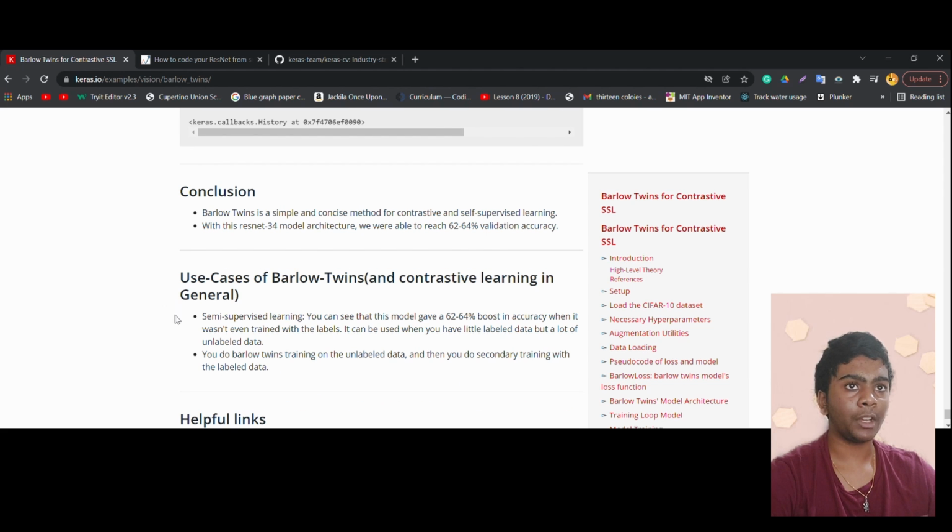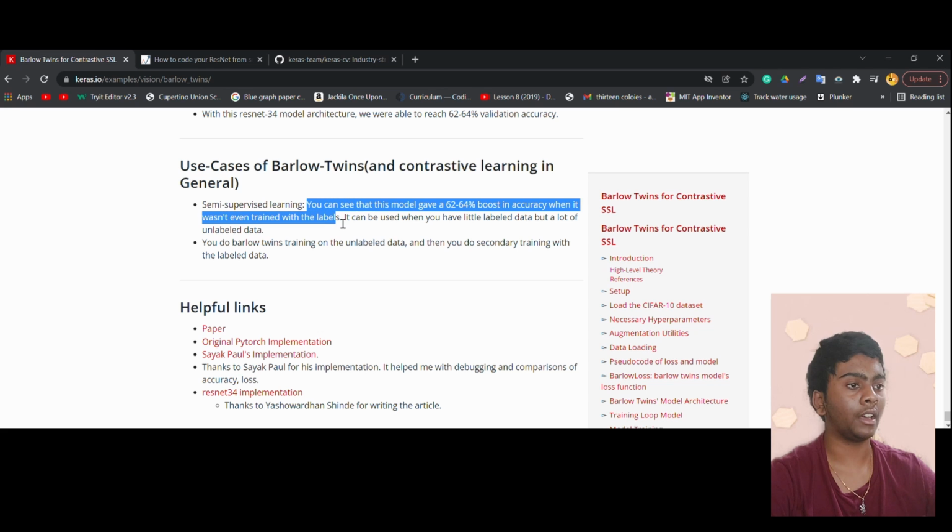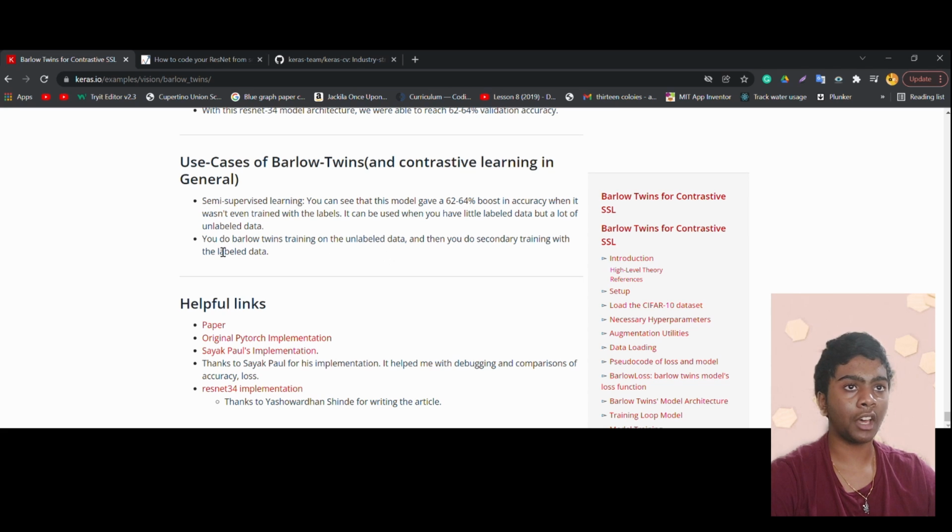And so, as we mentioned, we talked about the use cases, and we said it could be used in semi-supervised learning. Actually, this is the actual term for the main use case I talked about. And as you can see, you use the Barlow Twins on the unlabeled data, and then you do secondary training with the labeled version.